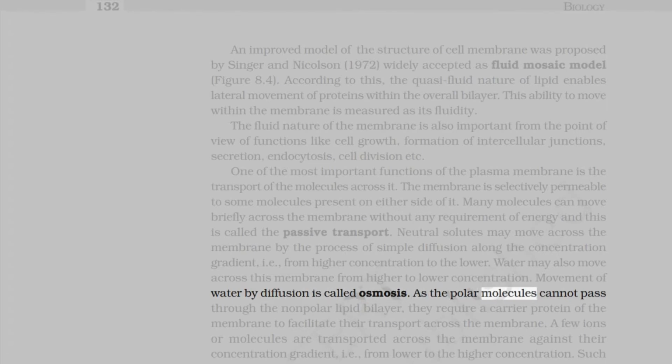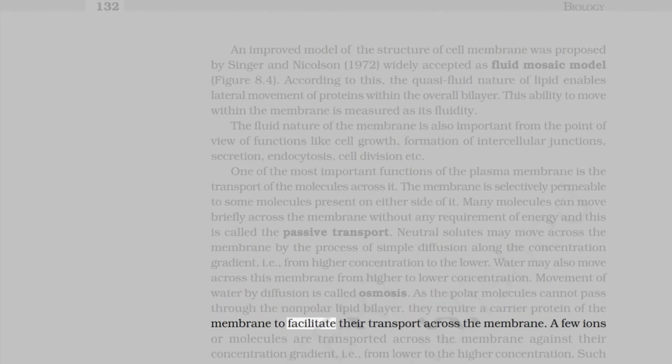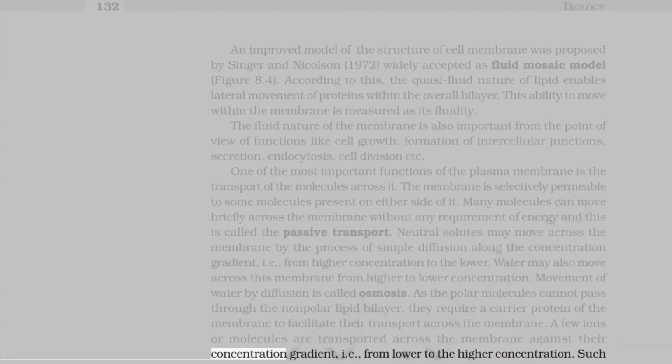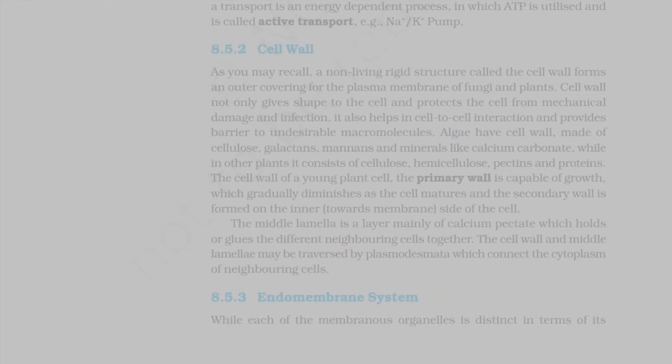As the polar molecules cannot pass through the nonpolar lipid bilayer, they require a carrier protein of the membrane to facilitate their transport across the membrane. A few ions or molecules are transported across the membrane against their concentration gradient, i.e., from lower to the higher concentration. Such a transport is an energy-dependent process in which ATP is utilized and is called active transport. Example, Na plus K plus pump.